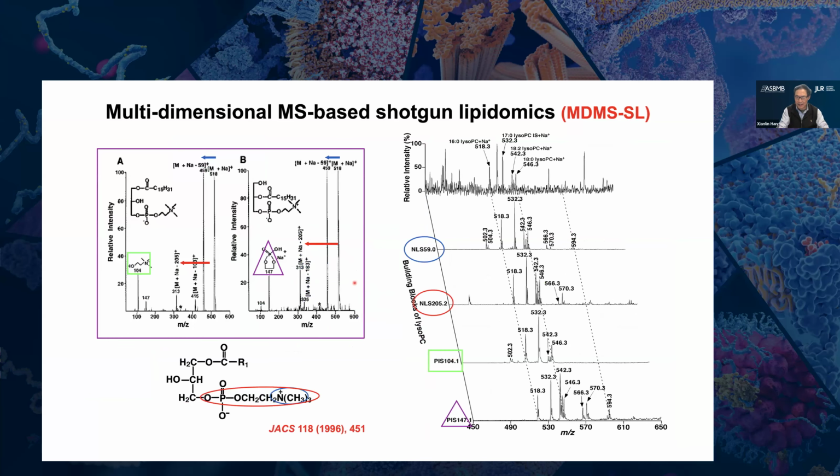So now we conducted some analysis: neutral loss 59, neutral loss 205, precursor 104, and precursor 147. You can see that all these spectra so nicely select all the lysolipid species, compared to the full mass spectrum scanning, which is so noisy you don't know which peak represents the lyso-PC.